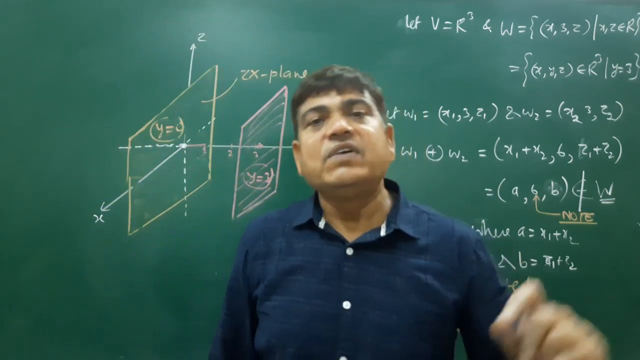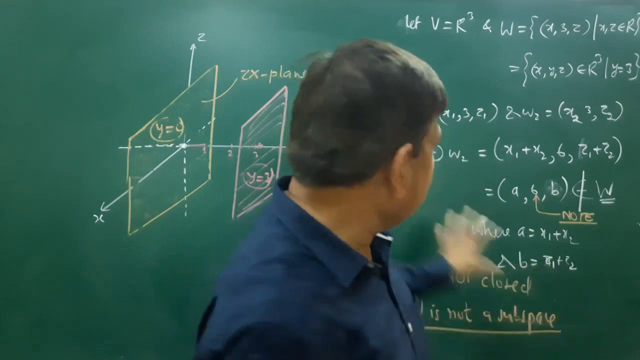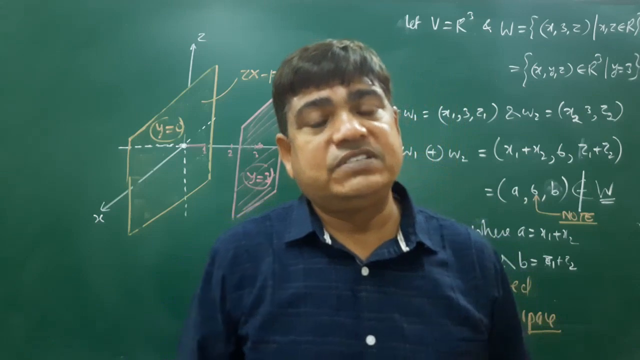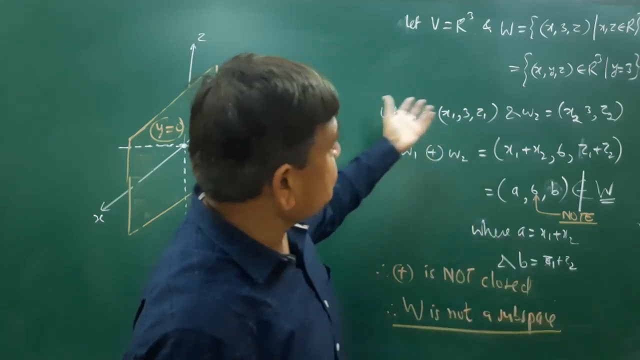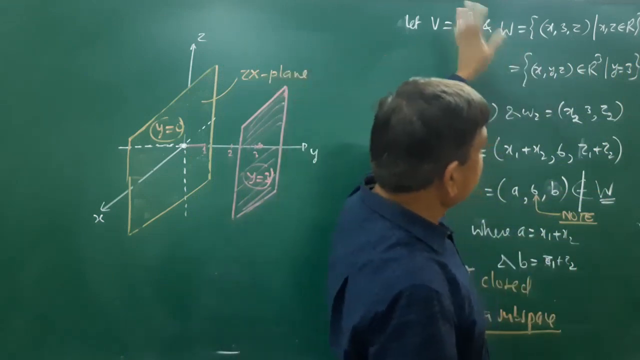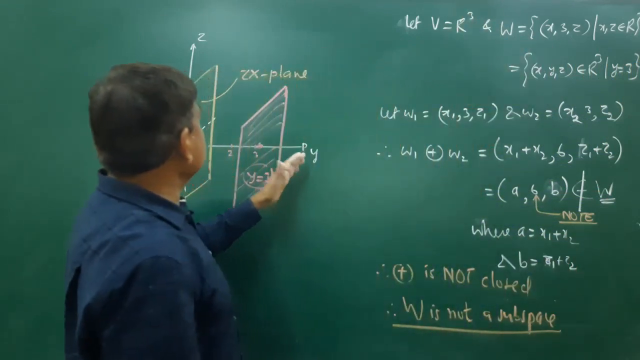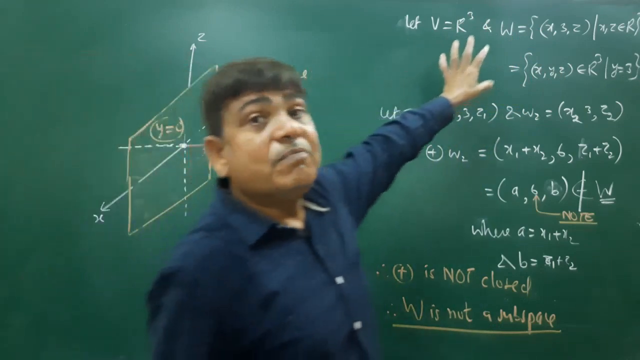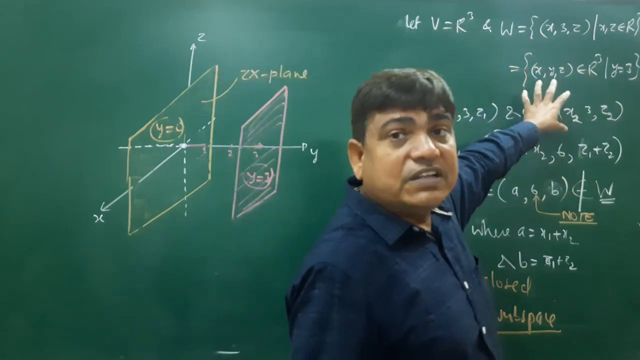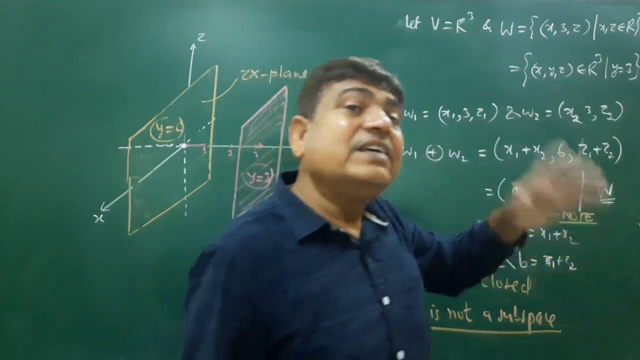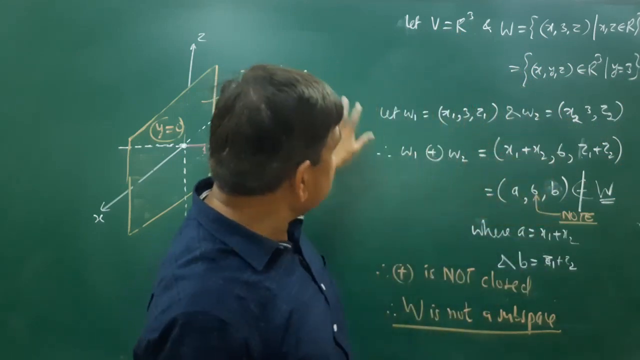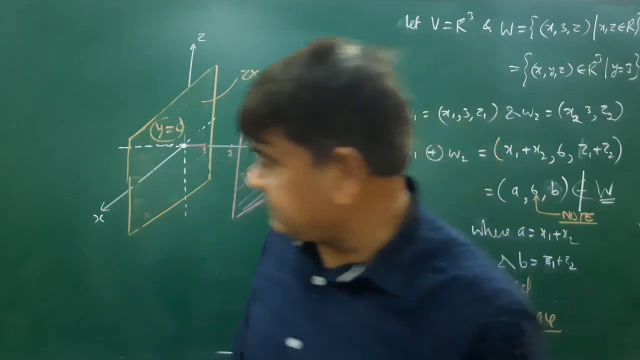That means identity is absent. Sometimes this question is given in multiple choice in competitive examinations, and you have to find what is going on. So you find this is the ZX plane, and this is the plane at a distance of 3 units parallel to this plane. That means it is not passing through the origin. Origin is not included in this one. That means identity is absent, so this is not a subspace. Okay, so this type of situation you can consider.